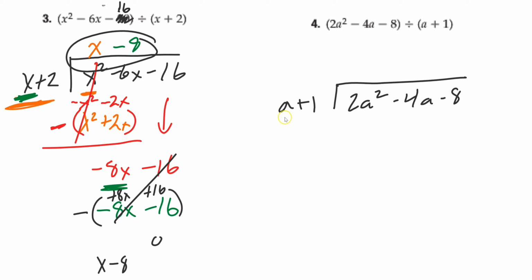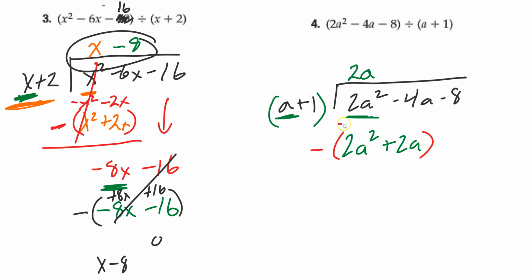Let's do the work, right? So all we care about is the first two. What do we multiply a by to get 2a squared? That would be 2a, right? I need an a and a 2 and an a. Now we're going to multiply this 2a by both of them. So 2a times a is 2a squared, and 2a times 1 is positive 2a. Then we're going to subtract.